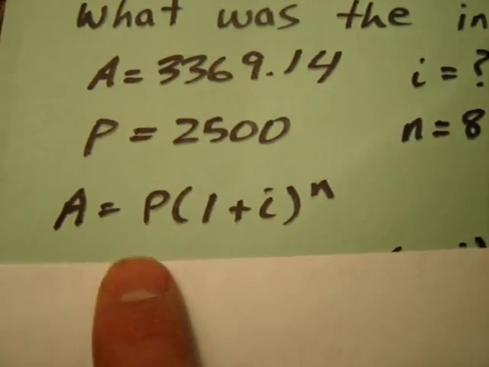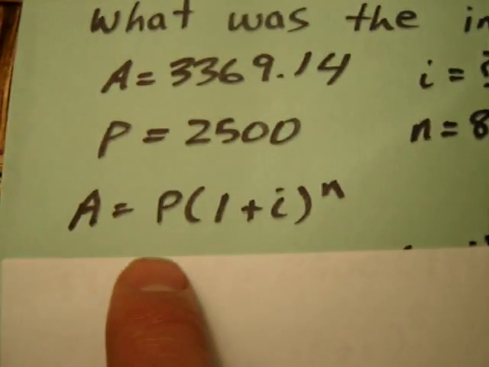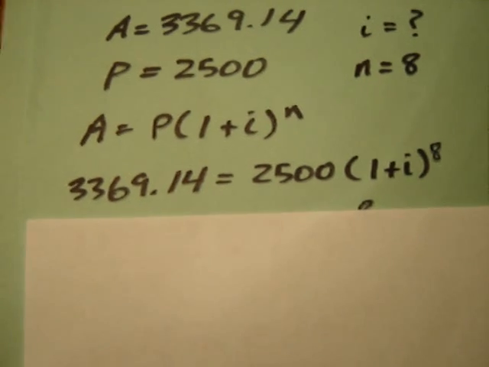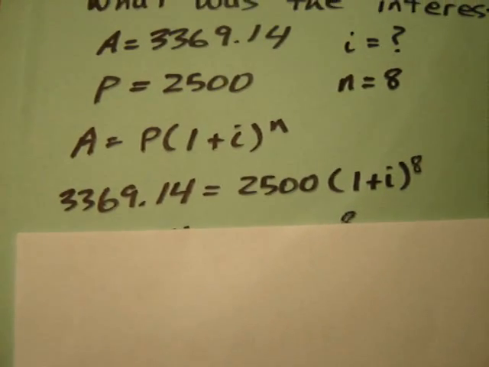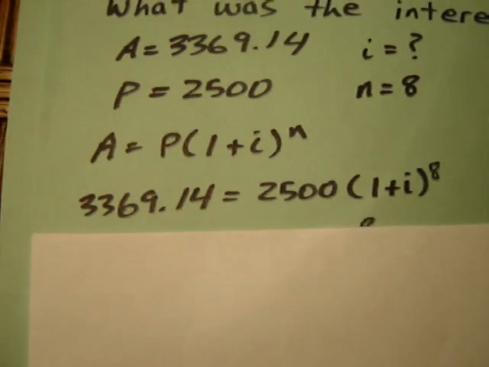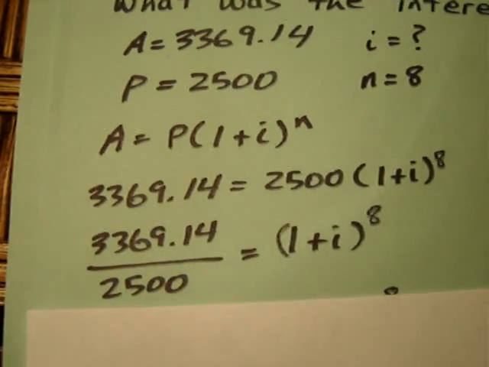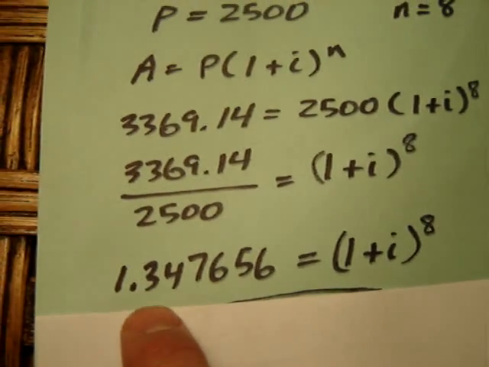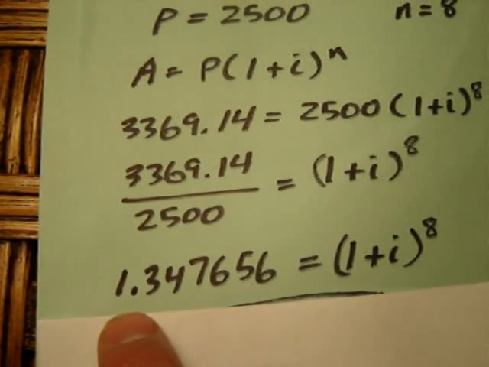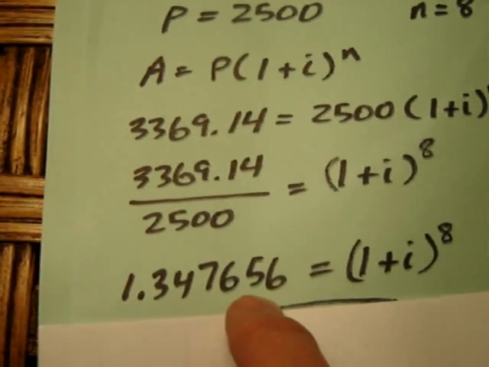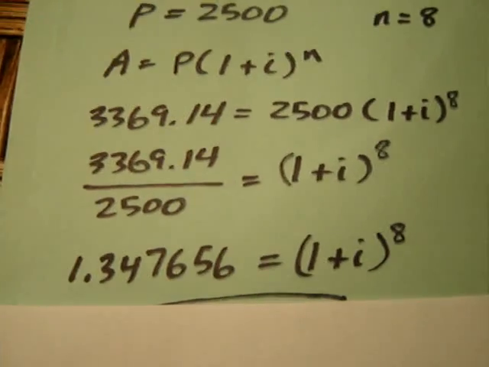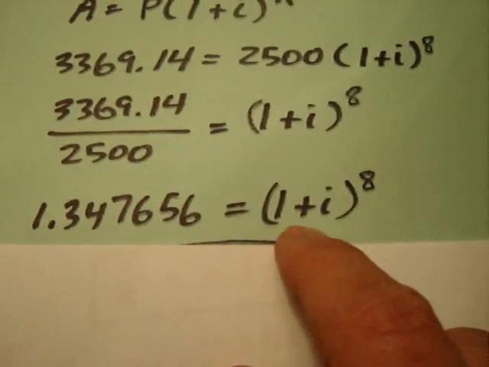So we plug all this information into our formula. A equals P, 1 plus I to the n. That means 3,369.14 equals 2,500 times 1 plus I to the exponent 8. We can divide both sides by 2,500 and we get this amount approximately: 1.347656 equals 1 plus I to the exponent 8. Since we're looking for interest rate, we're trying to isolate the I.